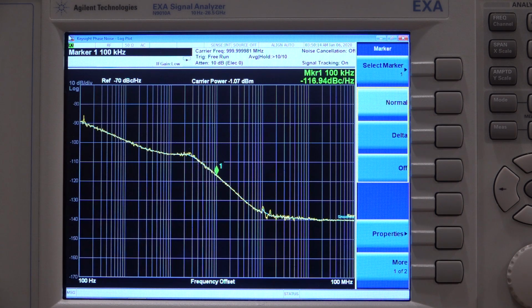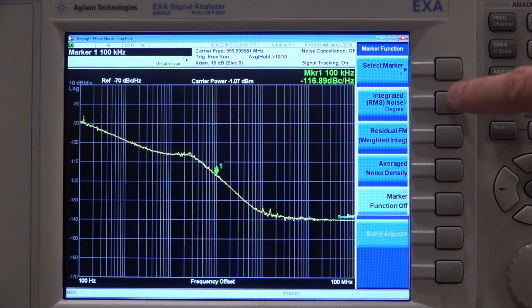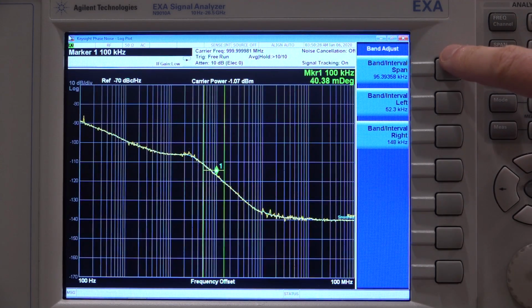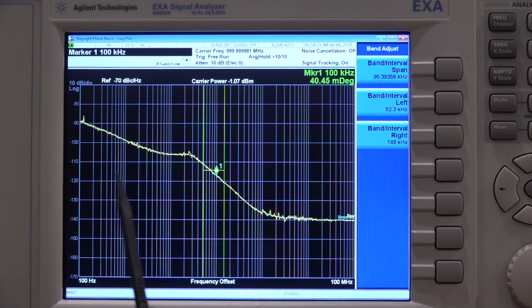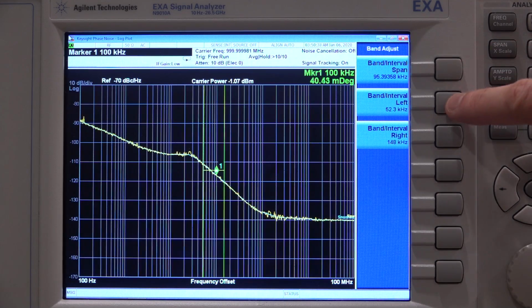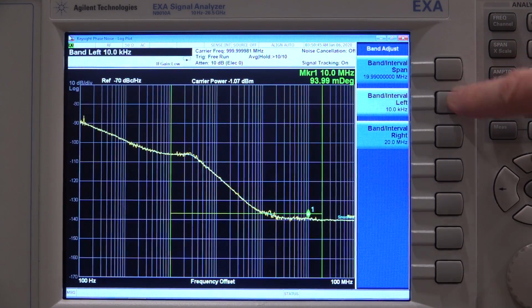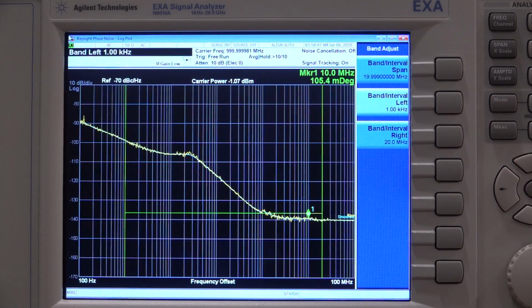Now this software can do some other fancy things. For example, we can go under marker functions and measure directly the RMS phase noise, as I described in the theory. Right now it's in degrees. I can press that and adjust the bands. Let's say that I want to find out the integrated jitter between two offsets, as we described from the theory. Let's say we take the left one to be at 10 kilohertz and the right one at 20 megahertz. Maybe I should change the left one to 1 kilohertz. There we go. So it's measuring the jitter from here to here, and it's giving us 106 millidegrees.